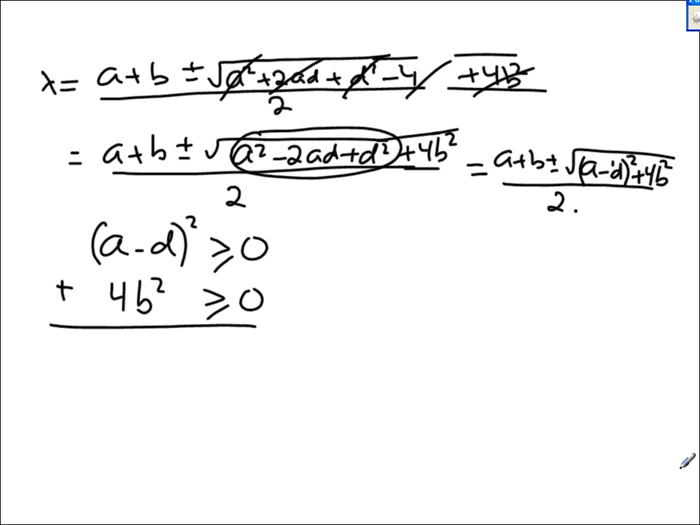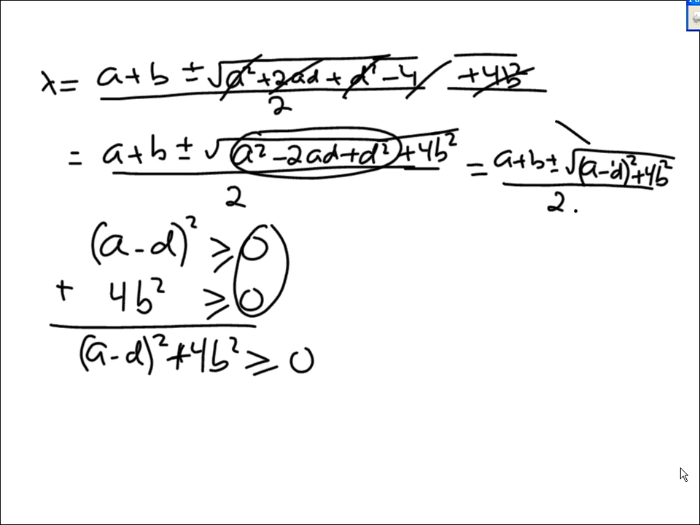4 times 0 is not 4. So when you add the left-hand sides, it's going to be bigger than what you get when you add the right-hand sides. When you add two zeros, you get 0. So what's underneath the radical is never negative. That implies that lambda has two real valued roots.